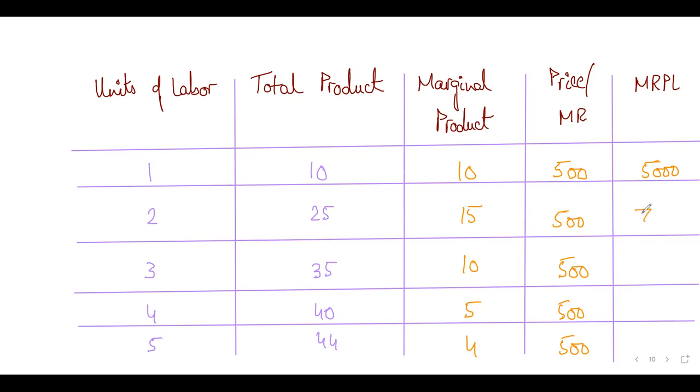So the second guy generated a revenue of 7,500 for the company. The third guy generated revenue again worth 5,000 rupees for the company. Then the fourth guy produced a revenue of 2,500 for the company. And then the last of all, the fifth guy generated only a revenue of 2,000 rupees for the company. Now, what is happening? When we plot these values on a graph, that is what will give us the labor demand. Are you following me? That will give us the labor demand, right?